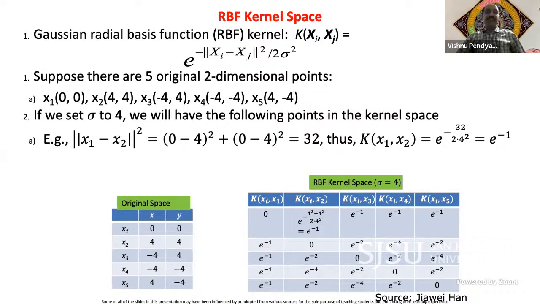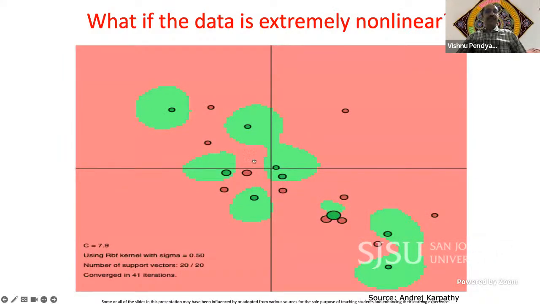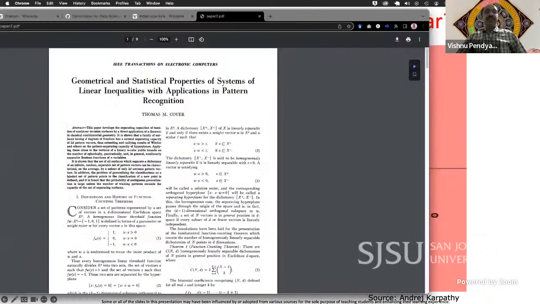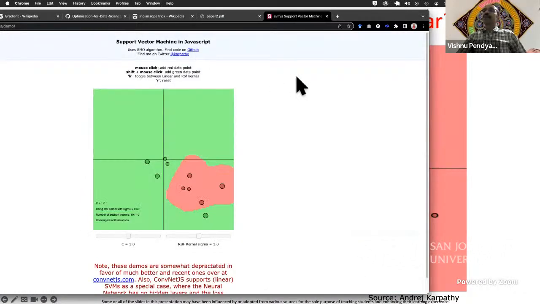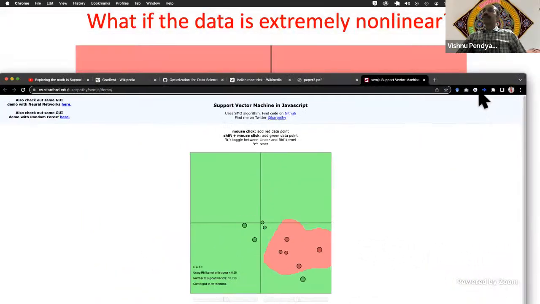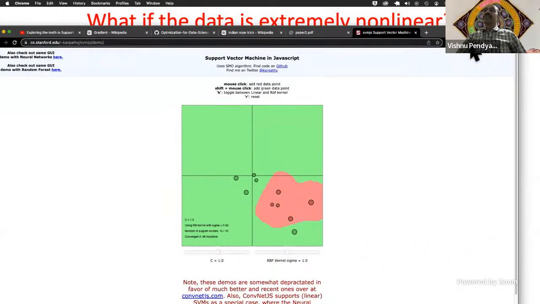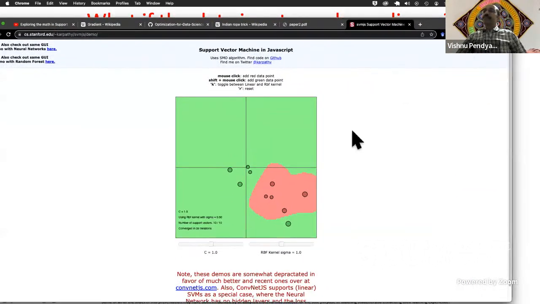So there are a number of kernels. Proving that a function is a kernel is slightly out of scope, particularly since we are out of time also. But I just wanted to show this cool demo from, I think, Andrej Karpathy at Stanford, yeah. So this is a cool demo. You can adjust the C. Remember, C is the soft margin hyperparameter. You can adjust it. I'll try to add some points here and there. Highly nonlinear.